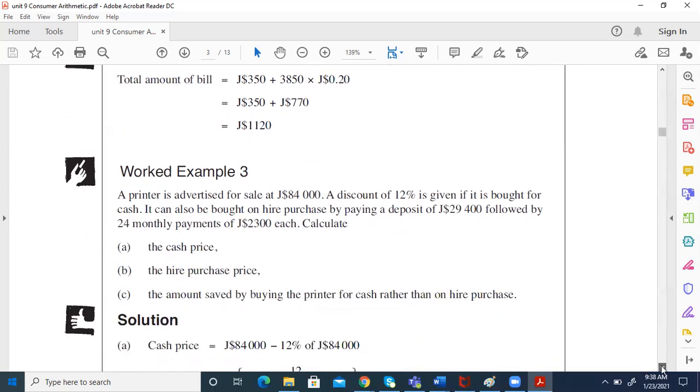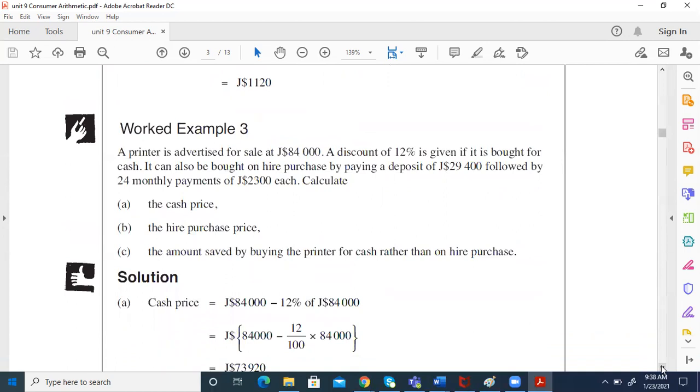All right, the next one. So the next one looks like a higher purchase type question. A printer is advertised for sale at 84,000. A discount of 12% is given if it is bought for cash. It can also be bought on higher purchase by paying a deposit of 29,400 followed by 24 month installments of 2,300 each. Calculate the cash price.